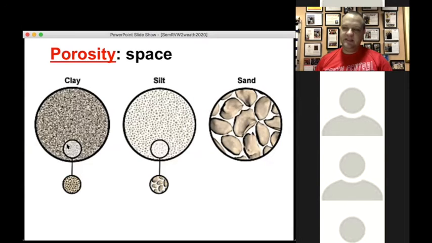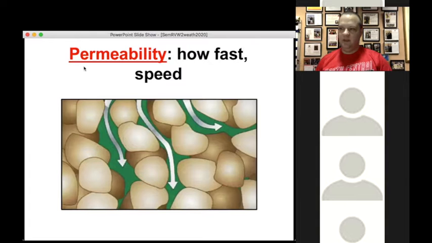The space in the soil where the water goes is what we call porosity, pore space. How much space to hold water, like a sponge. Permeability, how fast water can go through the spaces. Permeability, how fast does the water go in? Its speed.